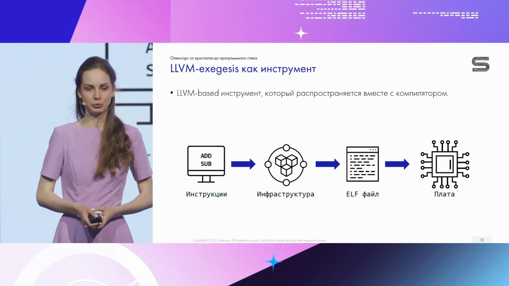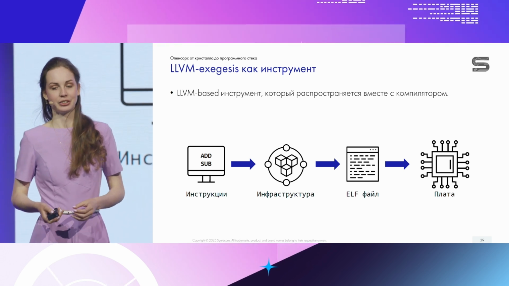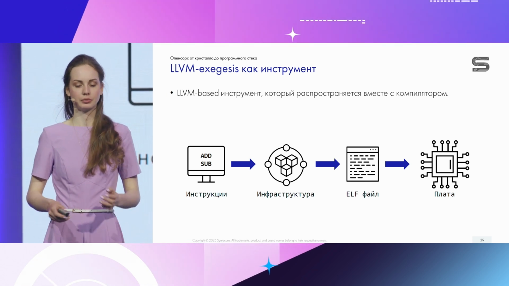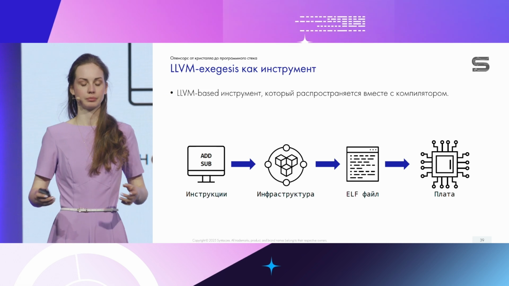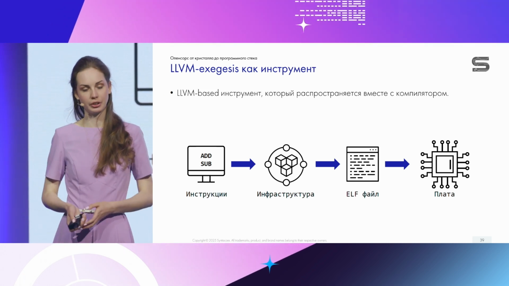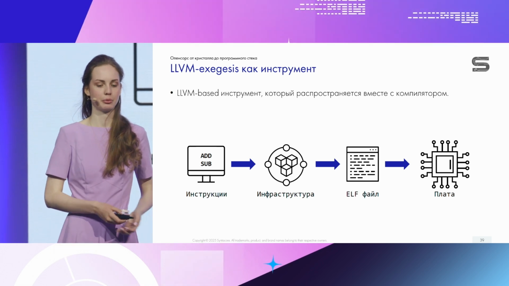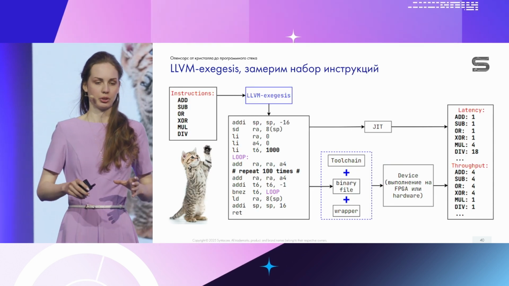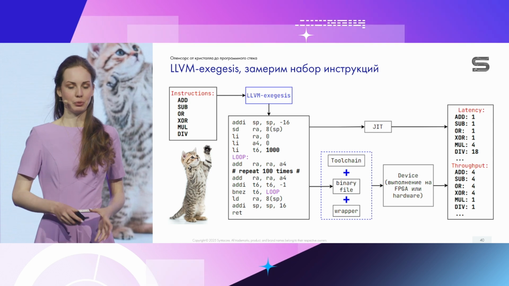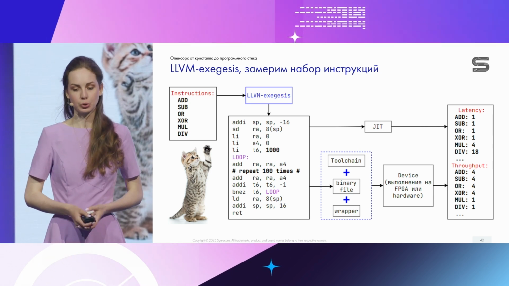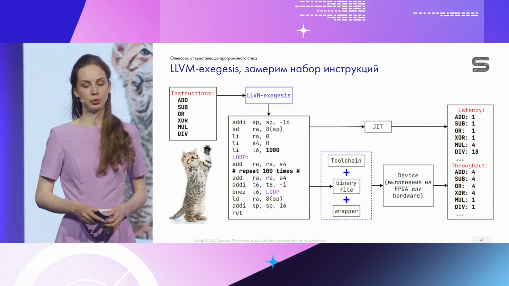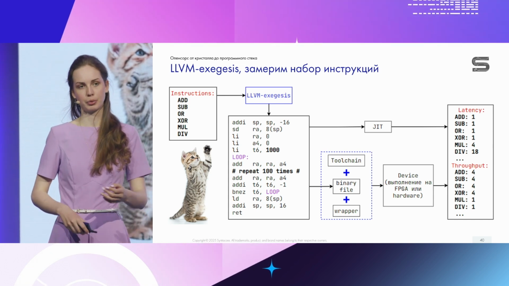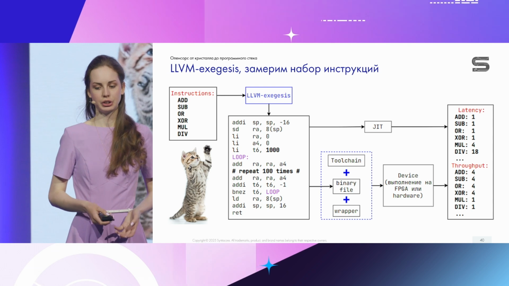So it's basically an LLVM tool that is distributed together with the compiler, and this tool generates an ELF file that either the tool itself or the file can automatically run, to understand the number of cycles needed for the instruction to be processed, or some other information. Now let's talk about how it works in a nutshell. At the input, an instruction or an instruction set arrives at LLVM exegesis, and then the tool generates a cycle that repeats the pattern that we're interested in many times over, for instance, 100,000 times.